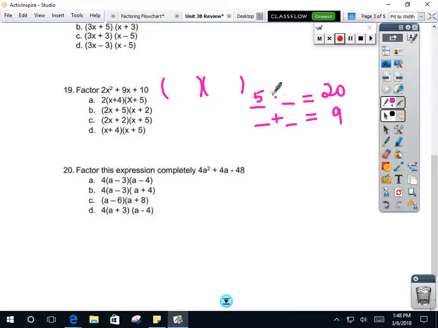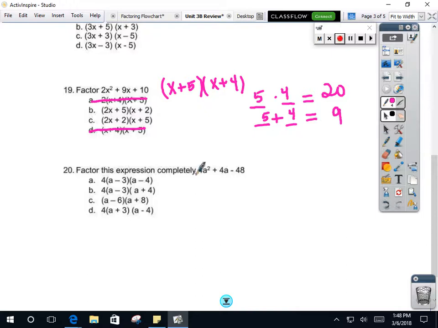Okay. So an x plus 5 and an x plus 4. Please do not rush and just immediately circle D. That's not the right answer because think about it. If you were to distribute this out, x times x is not 2x squared, is it? So D is not right. We're not finished. And A is not right because A is showing that there's a GCF of 2, and we already said that won't work.